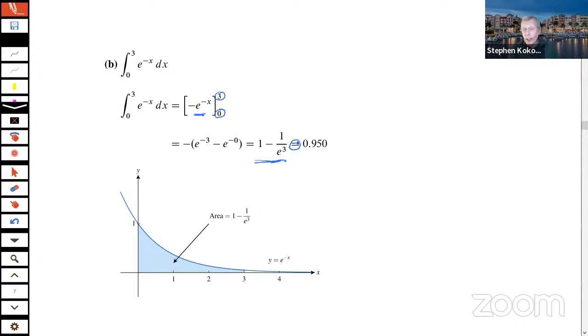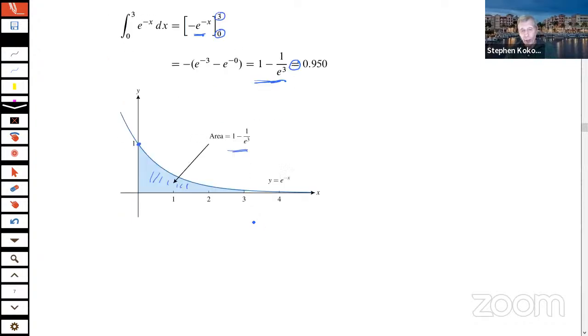And here's a geometric interpretation of this. We know what y equals e to the minus x looks like. It gets closer and closer to 0 as x increases without bound. It starts up here at the point (0, 1), and the exact area underneath that curve is 1 minus 1 over e cubed. That function e to the minus x is entirely above the x-axis, and so we can think of this as area underneath the curve. Here's another good one, I think.